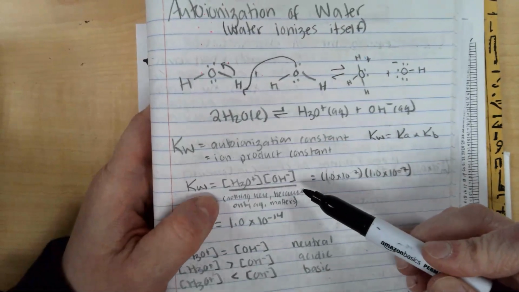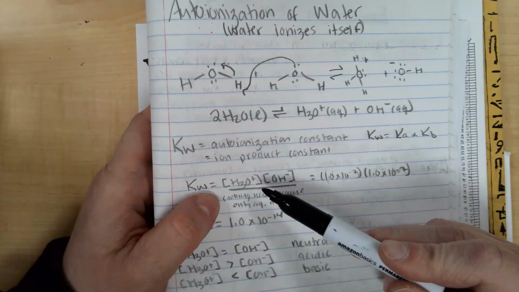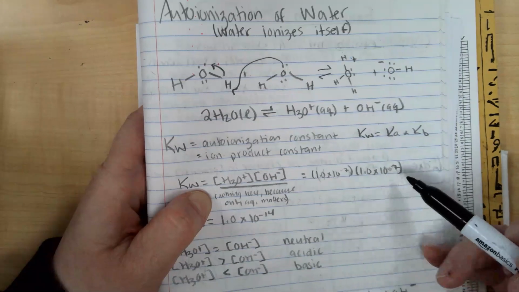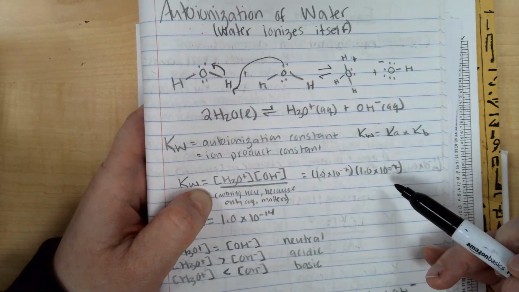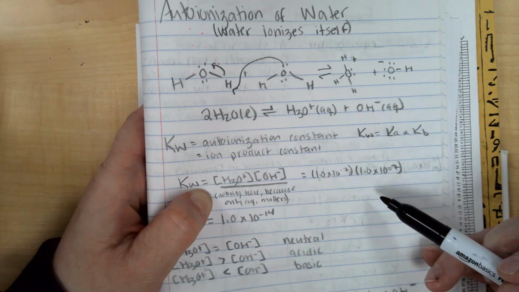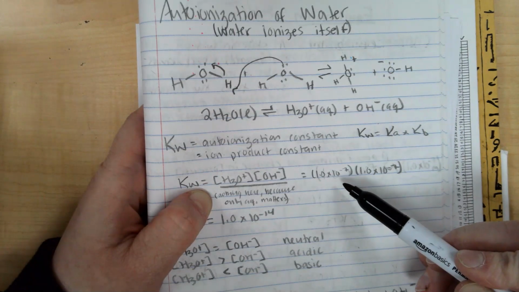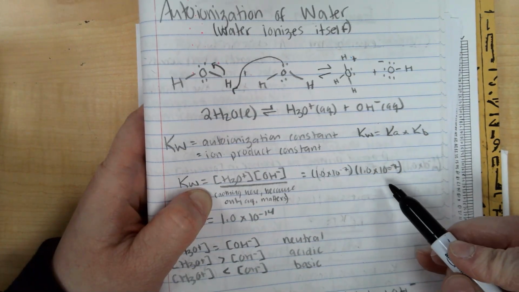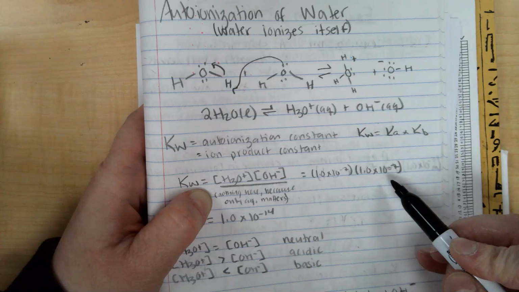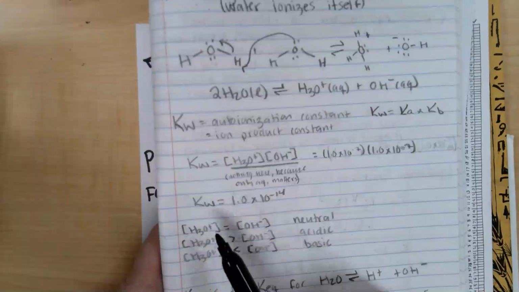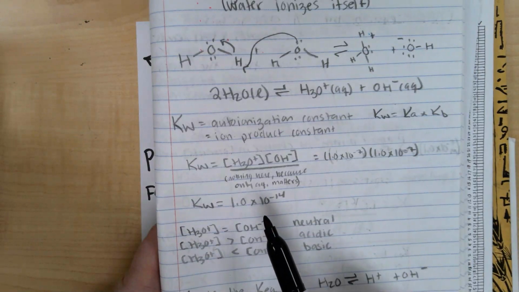So the Kw expression is only the hydronium concentration times the hydroxide concentration, and these were experimentally determined by scientists. It was found that in neutral water at any given time, the concentration of the H3O+ that's being made is 1.0 times 10 to the negative 7th, and the hydroxide concentration is an equal concentration at 1.0 times 10 to the negative 7th. So Kw equals 1.0 times 10 to the negative 14th.